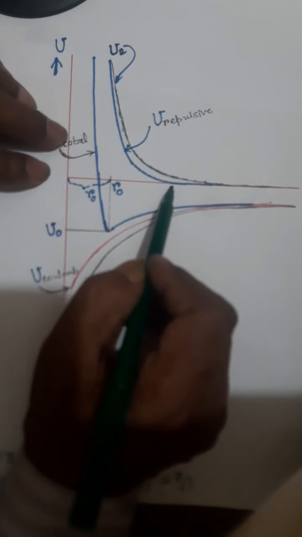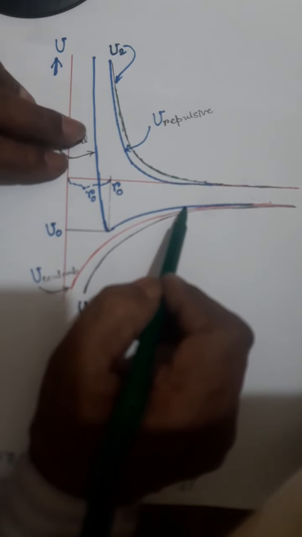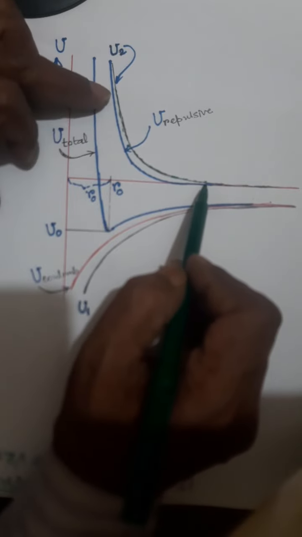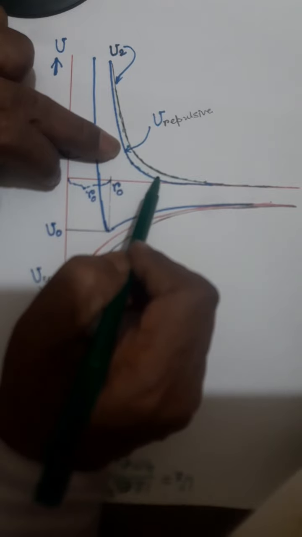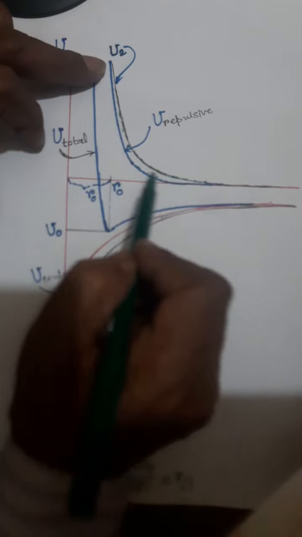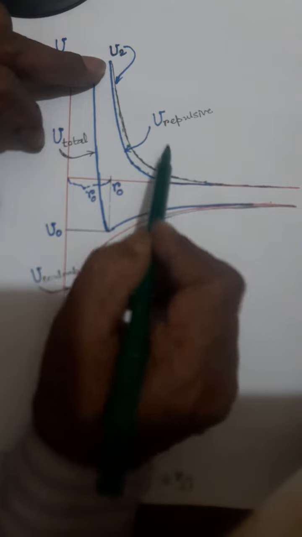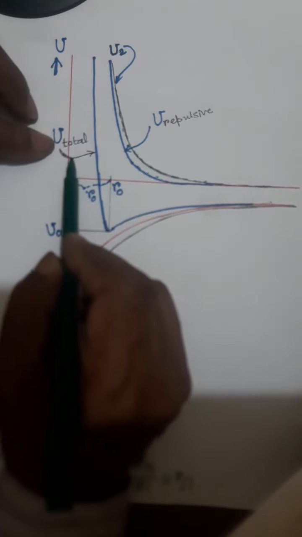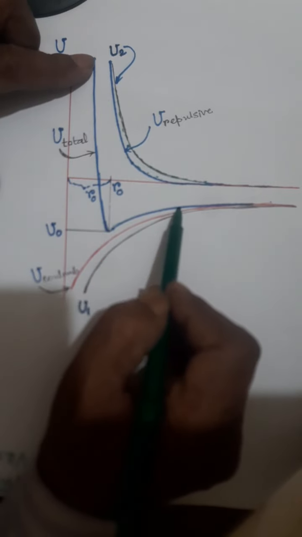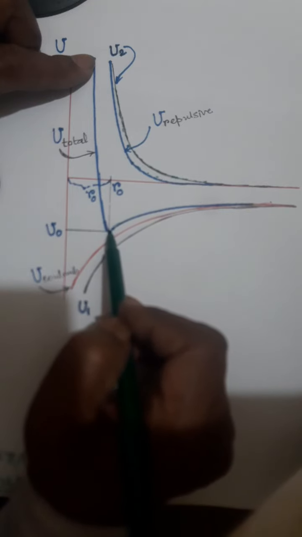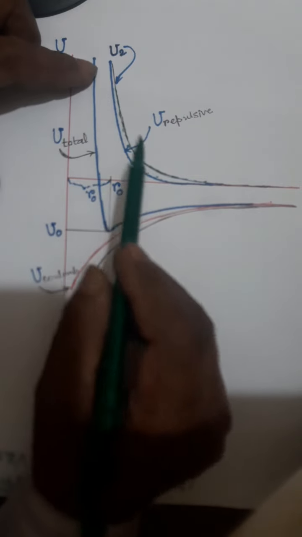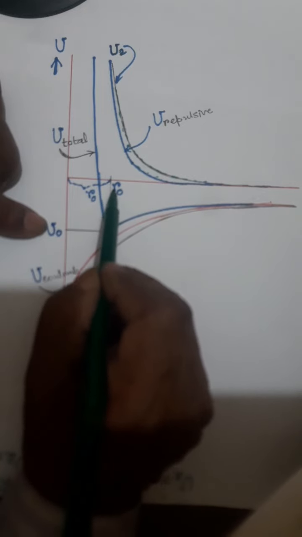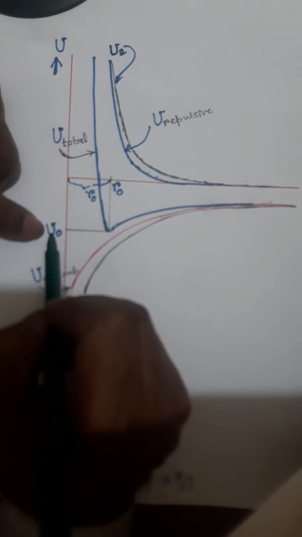The repulsive energy due to the nuclear repulsions is this blue curve. This is the repulsive energy curve, and repulsive energy plus Coulomb energy, the combined energy curve, is here, U total. The energy falls to a minimum, then it rises. Here the minimum point is r naught, r equal to r naught. Here the minimum energy is U naught.